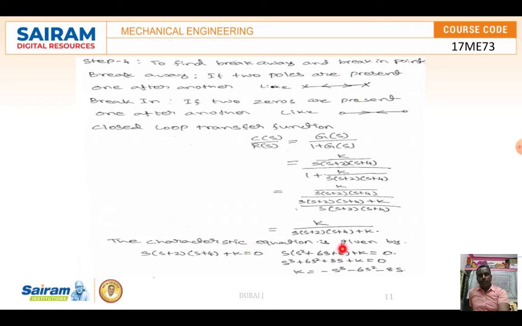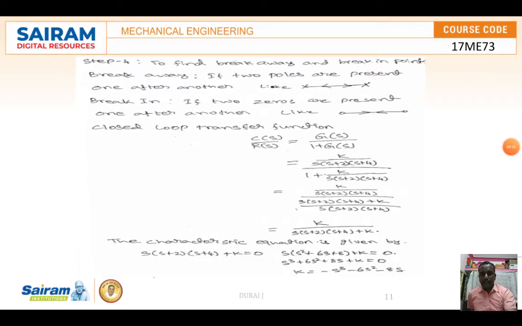Here we take the characteristic equation: s into s plus 2 into s plus 4, plus K, is equal to 0. Simplifying all the s terms, we get K equal to minus s cube minus 6s square minus 8s.